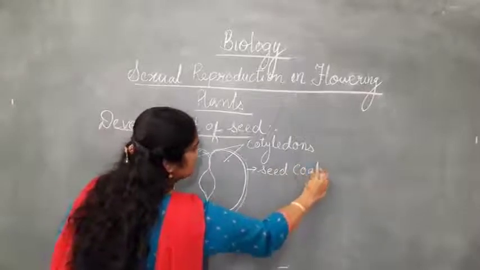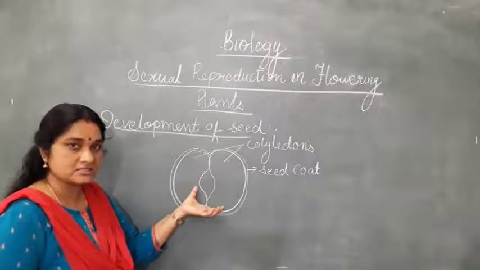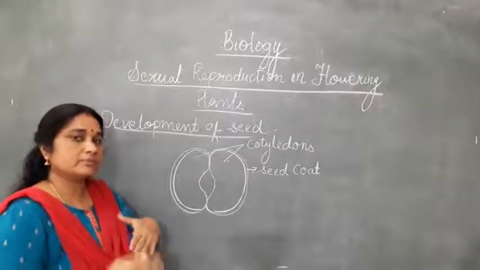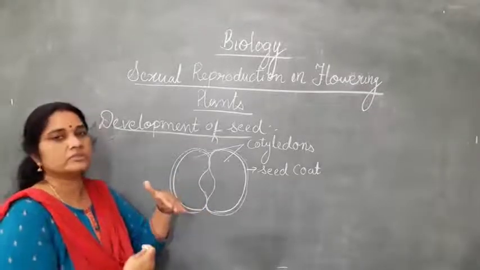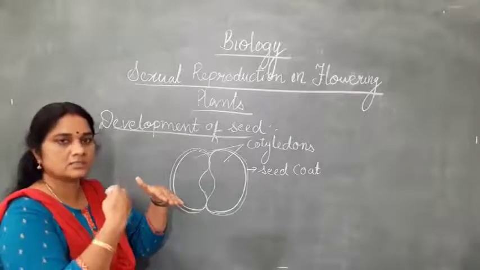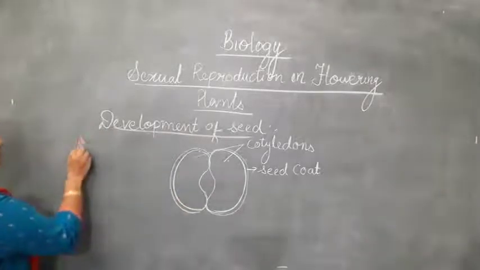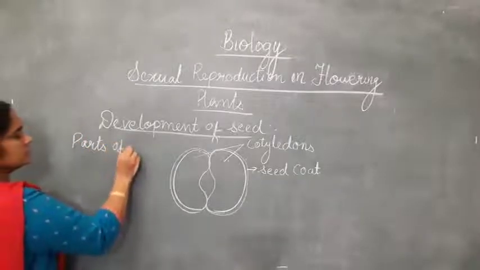Seed coat. And then I told you there is an imaginary embryonal axis, which differentiates the seed into the parts above the embryonal axis, which is classified as plumule, and the parts below the embryonal axis, which is the hypocotyl, then the radicle, and the root tip. So these are the different parts of the seed.